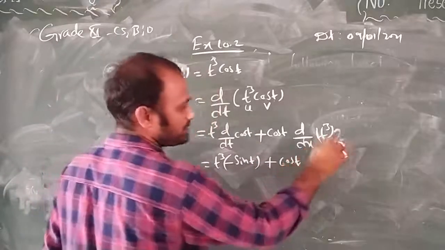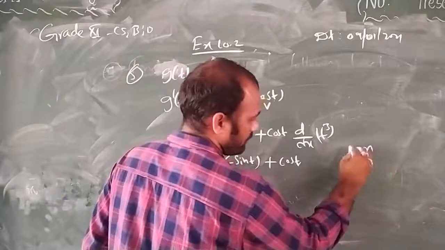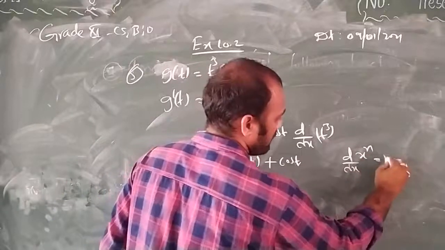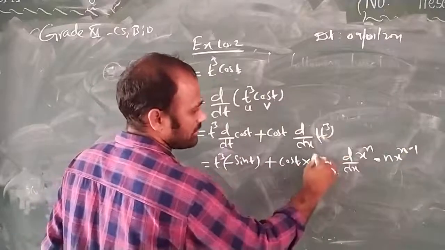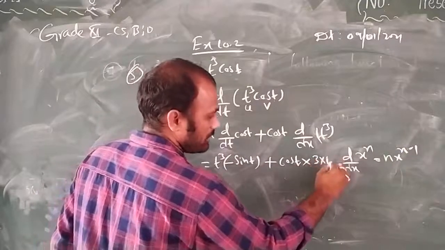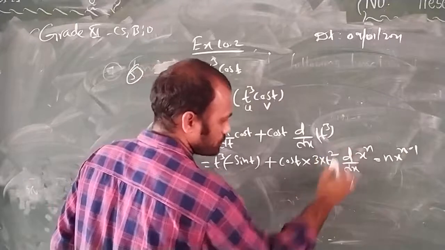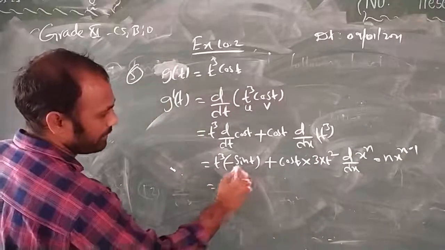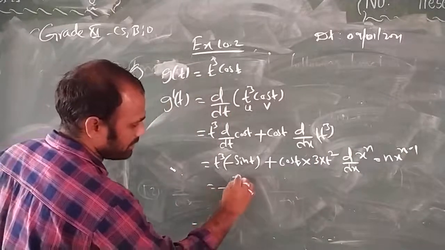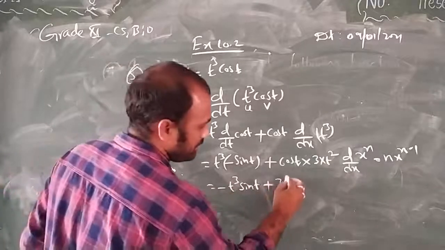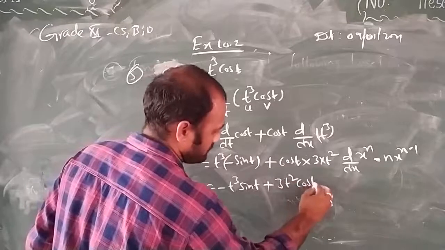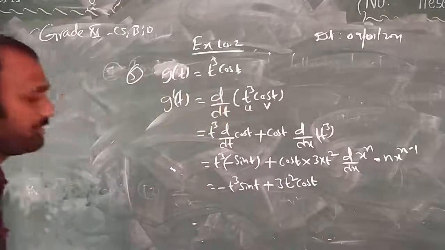So for the derivative of x power n, just now we have learned d by dx of x power n can be written as n into x power n minus 1. So here n value is 3 into t power 3 minus 1 which is 2. So if I rewrite it, it is minus t cube sin t plus 3t square cos t. This is the derivative.